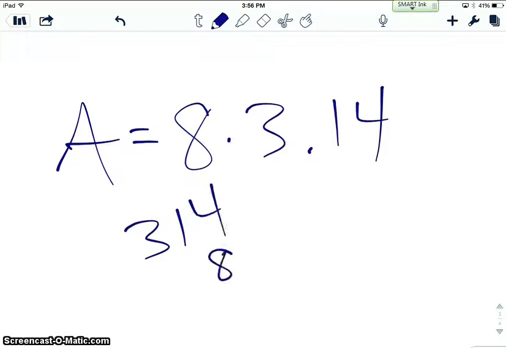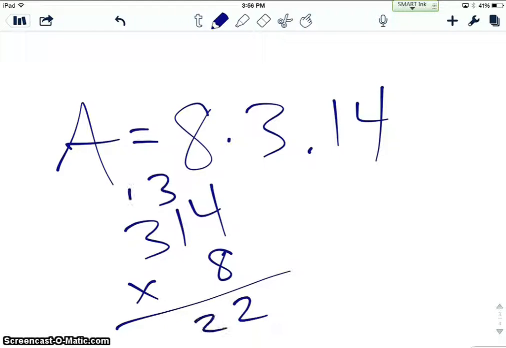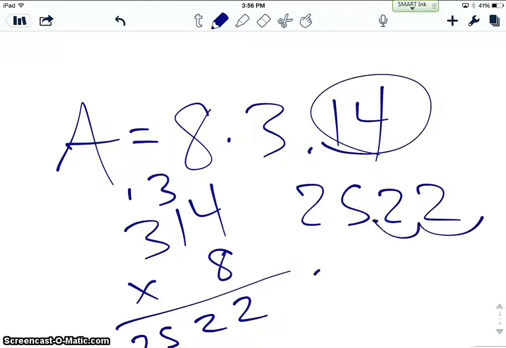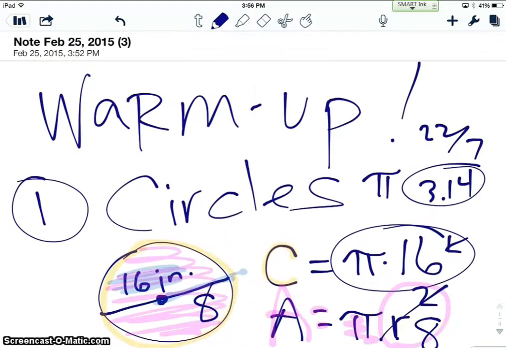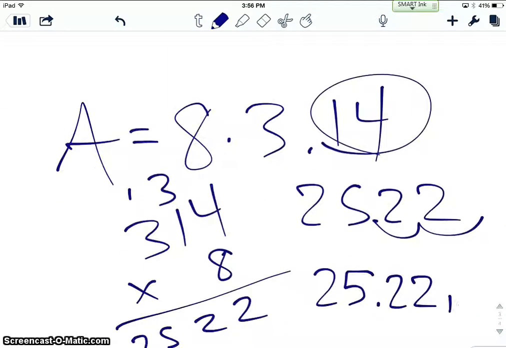And again, hopefully you tried to multiply this out. Otherwise, you're doing it right now. And I'm at 2,522. Move the decimal 2 spots. And I'm at 25.22. And in this case, I'm working in inches. And they need to be square inches. Remember that, how we talked about that in class. The inches are squared. And that's how much space we have in that circle.